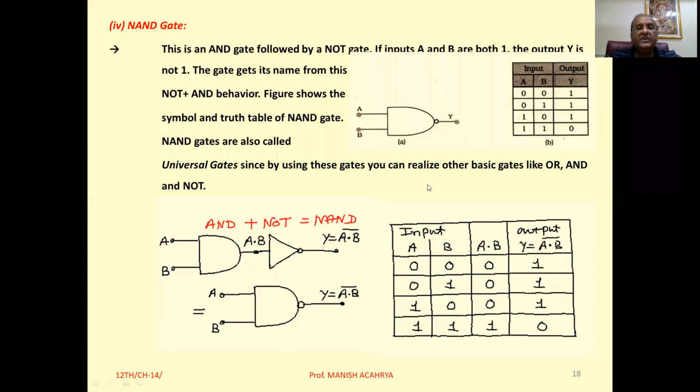Now, let's see how it is actually formed. We have an AND gate, with inputs A and B. The output of AND is the input of NOT, and then finally you are getting the output here.